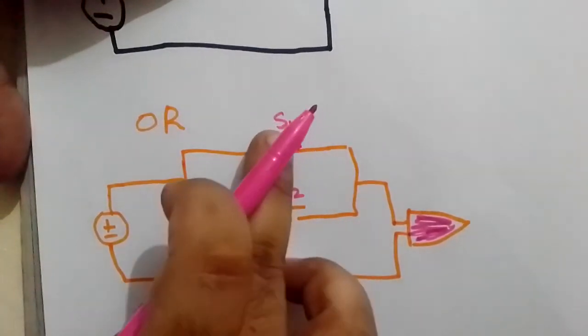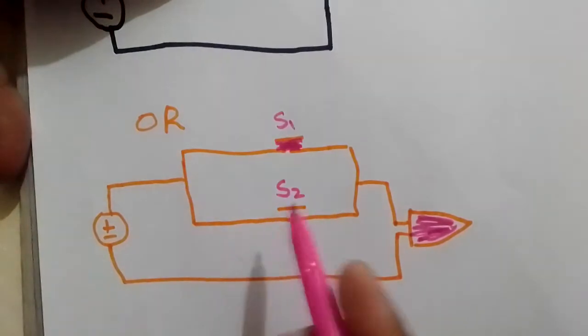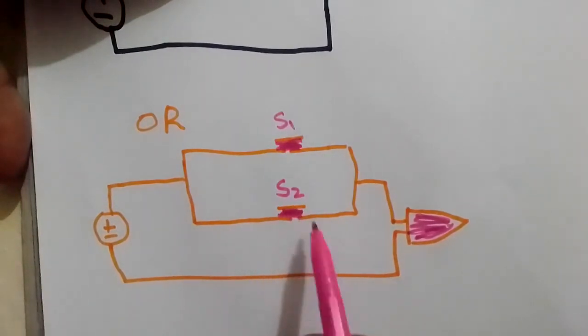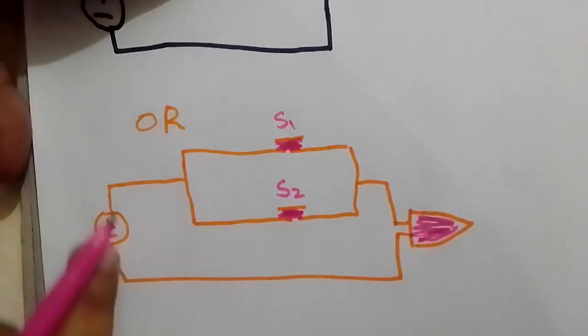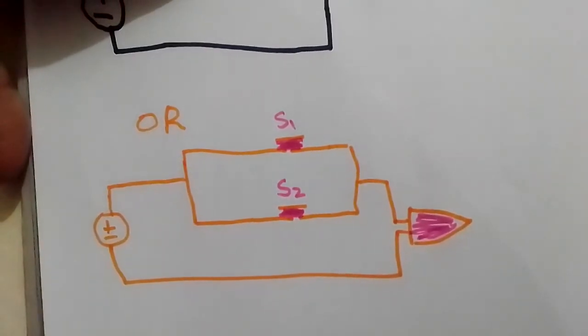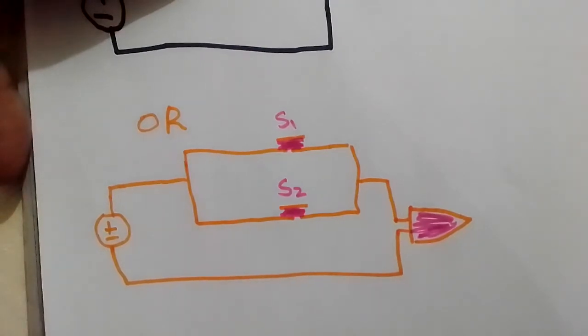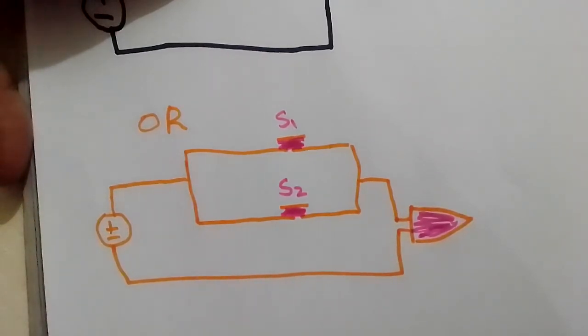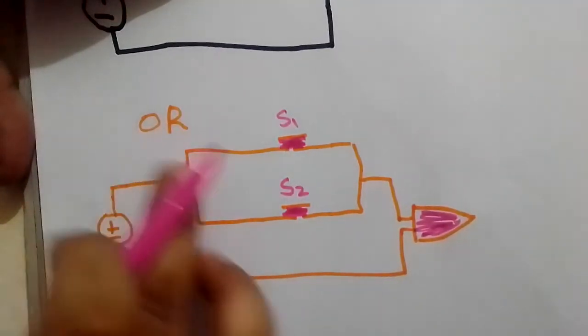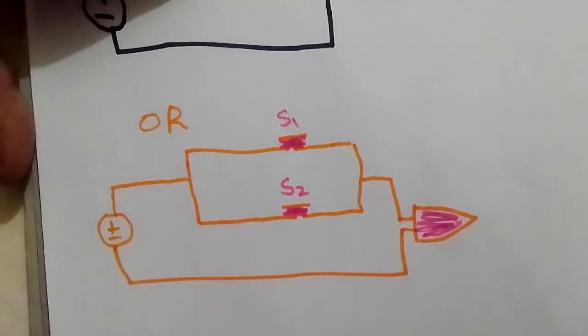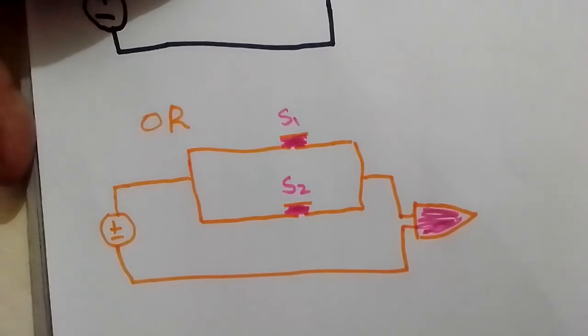Similarly, when S1 is open and S2 is closed, the path will complete in this way and the bulb will turn on. Similarly, when both S1 and S2 are closed, the path is either this way or that way. The bulb will turn on. So this is the intuition behind the digital OR gate.